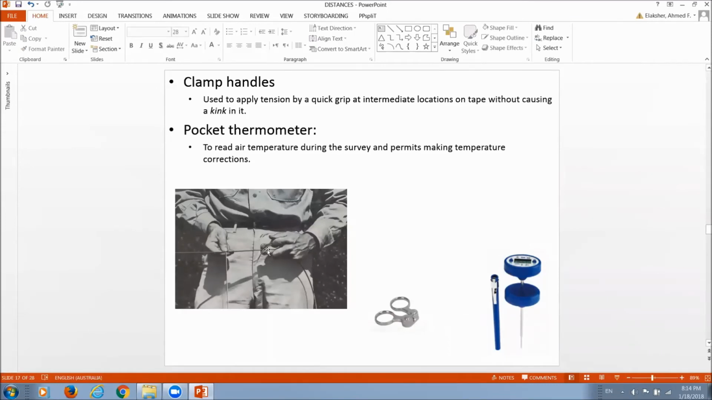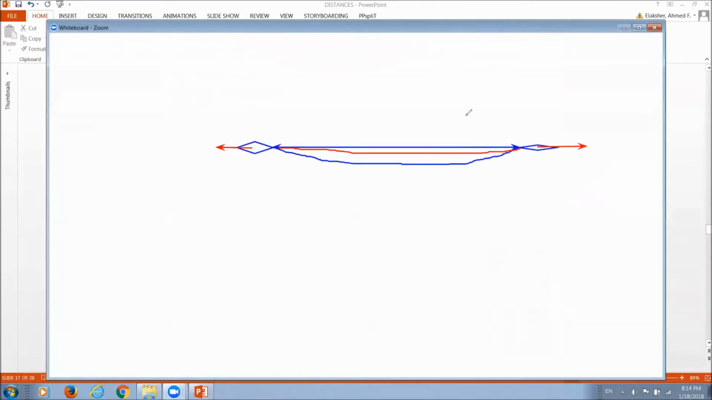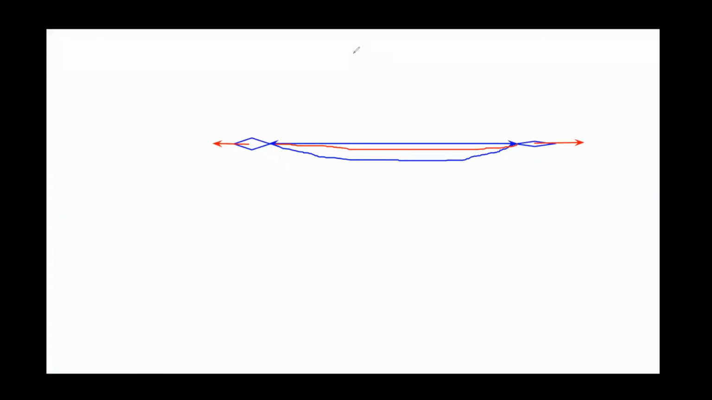This is what we call the tape clamp. So I was just talking about how we hold the tape. At this end, instead of having the tension handle, we can use a tape clamp. That's nice. You can just hold the tape with a tape clamp here.